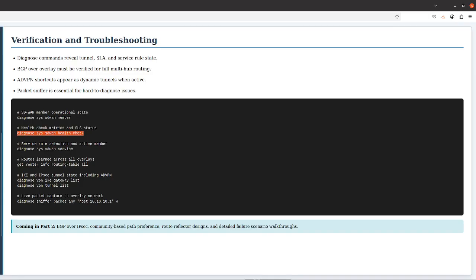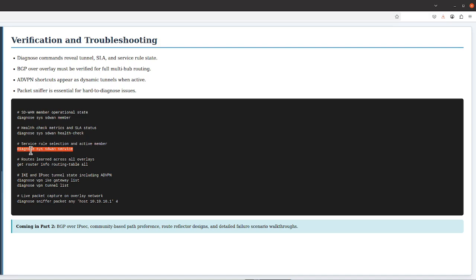guides your next steps. The diagnose sys sdwan service command displays the service rules and shows which members are currently selected for each rule. This helps you understand whether the path selection logic is producing the result you expect. If voice traffic is going out internet instead of MPLS, this command will reveal why, usually by showing that the MPLS member is out of SLA.